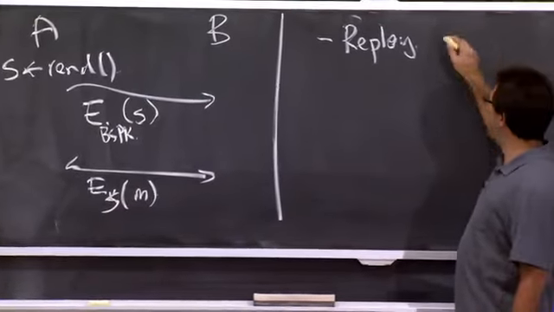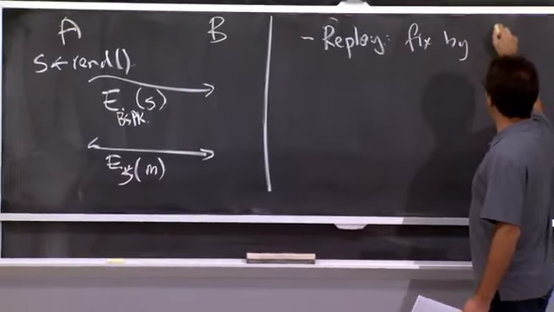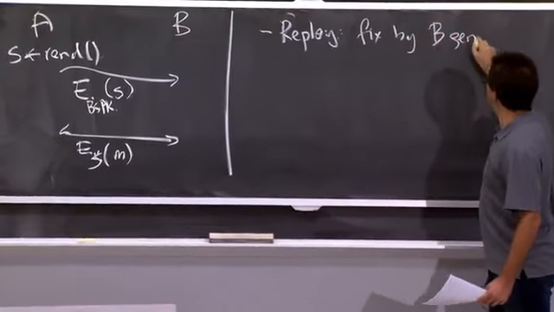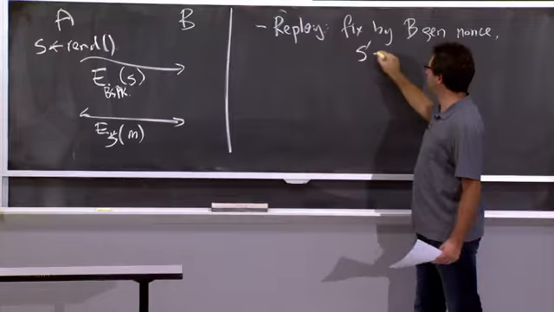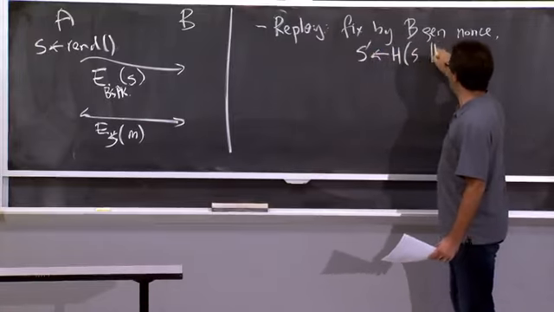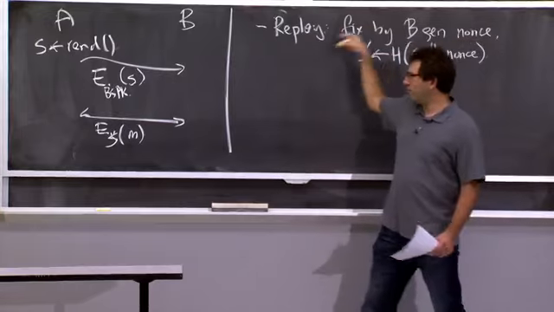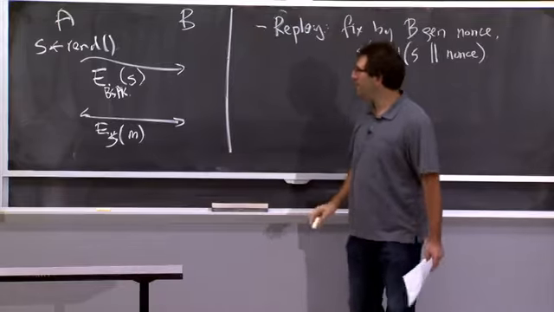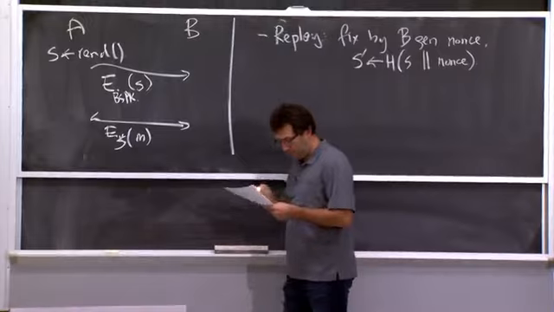So replay attacks you typically fix by having B generate some nonce, and then you set the real secret key that you're going to use to a hash of the secret key from one party concatenated with this nonce. And of course, B would have to send the nonce back to A in order for both of them to agree on this key.